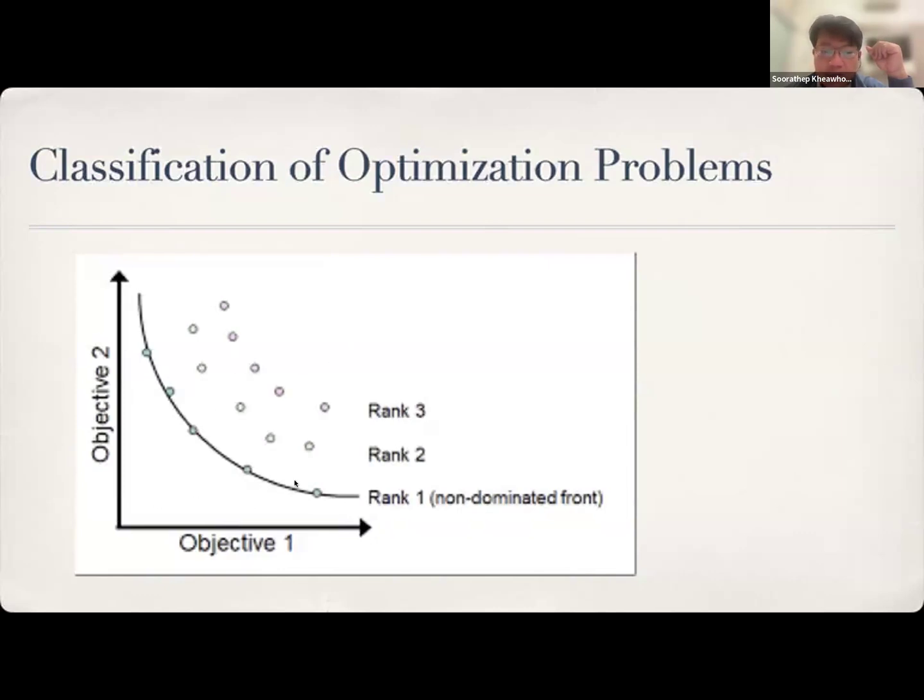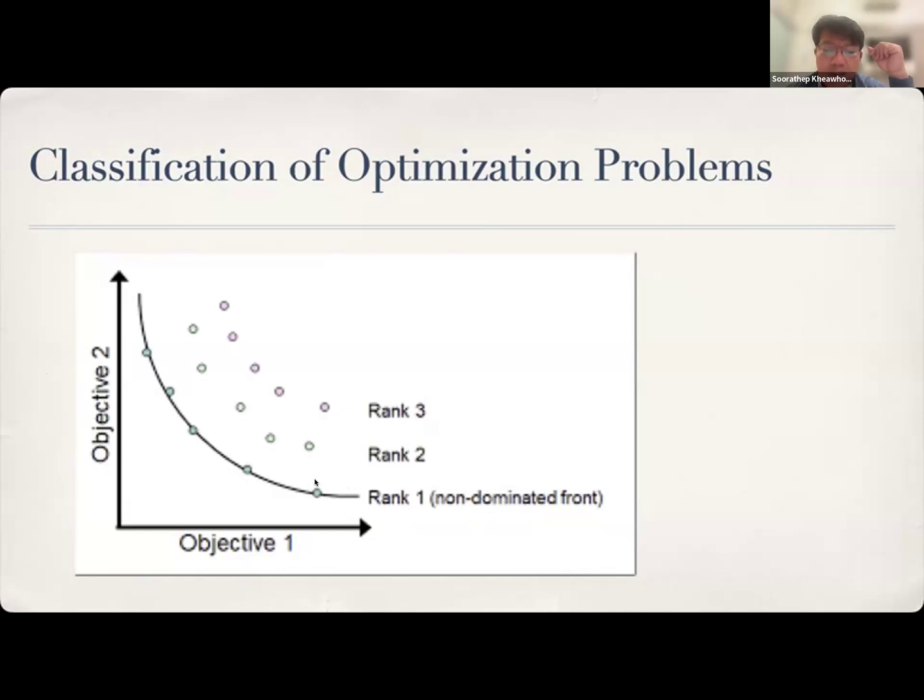For example, we cannot say this solution is better than this solution, right? Why? Because in the viewpoint of objective 1, of course, this one is better, because it goes this way based on objective 1. But if we look at objective 2, you see that this solution is better than this solution, right? Because in objective 2, we want to minimize. This one is better, right?